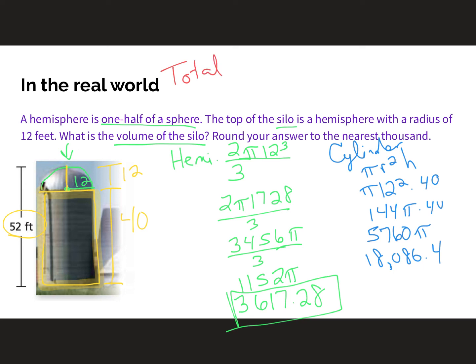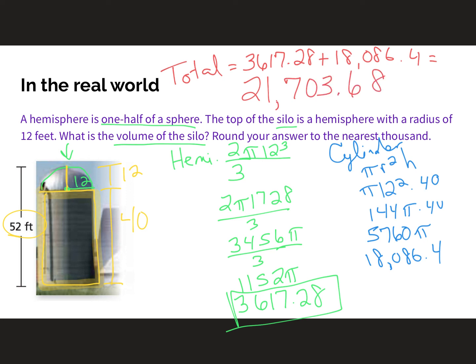My total is going to be 3,617.28 plus 18,086.4 gives me a total of 21,703.68.